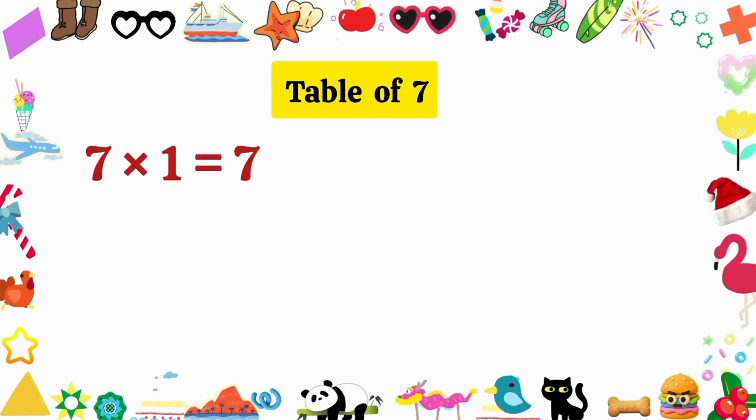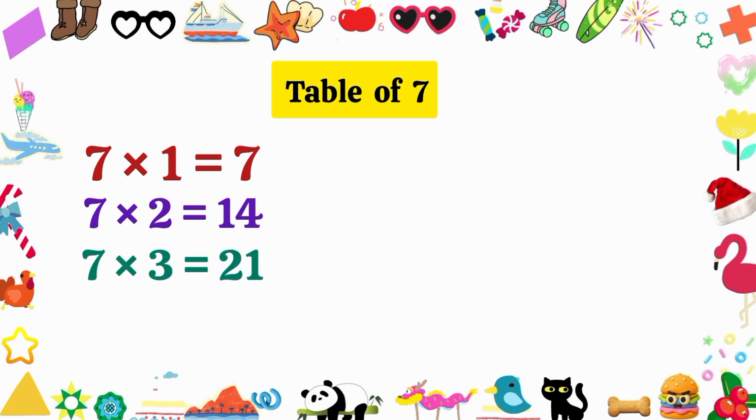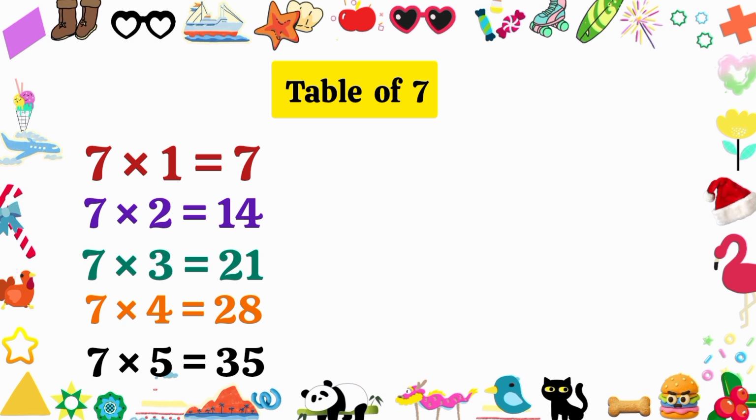7 times 1 equals 7. 7 ones are 7. 7 times 2 equals 14. 7 twos are 14. 7 times 3 equals 21. 7 threes are 21. 7 times 4 equals 28. 7 fours are 28. 7 times 5 equals 35.